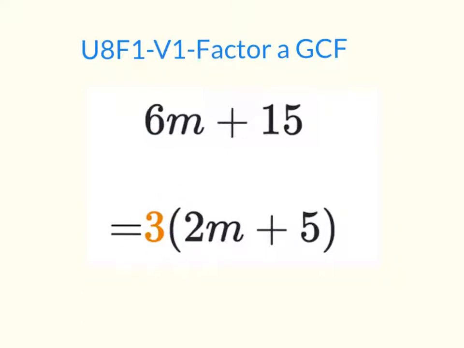Well, 3 would be our GCF then, because when I take 3 out of a 6m and 15, I'm only left with 2m and a 5. And from there, there's nothing else I can do. There's no number or variable that can be taken out. So that's what we're going to do in this video today.